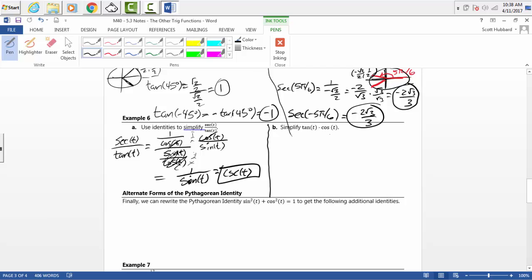And we'll do one more, tangent times cosine. Well, a reminder, tangent is sine over cosine. And we're multiplying by cosine. So again, this was just using the identity that I talked about. Tangent is defined as sine over cosine. It's y over x. And so the cosines cancel out, and I'm left with sine.